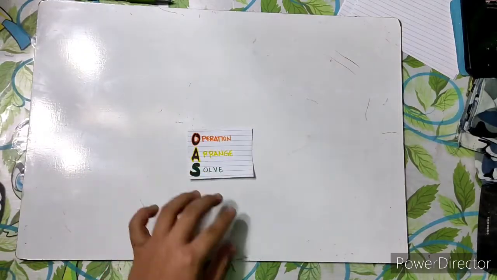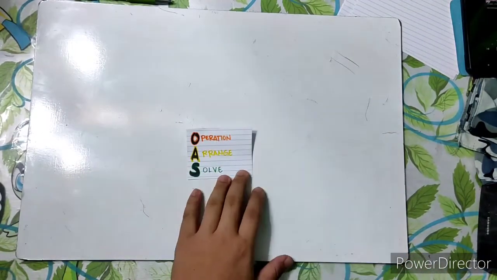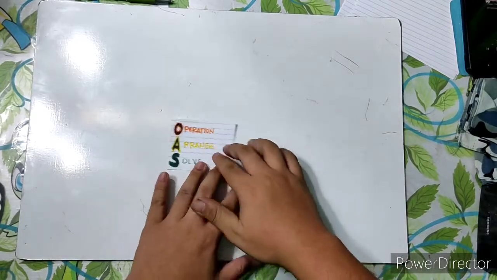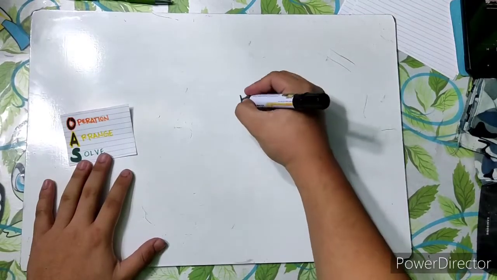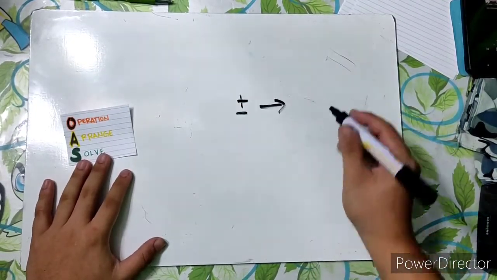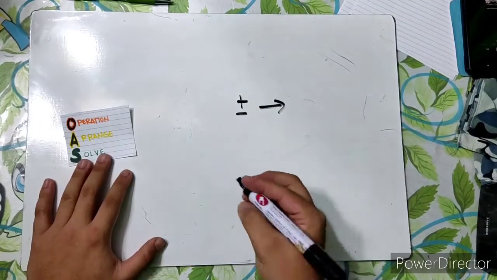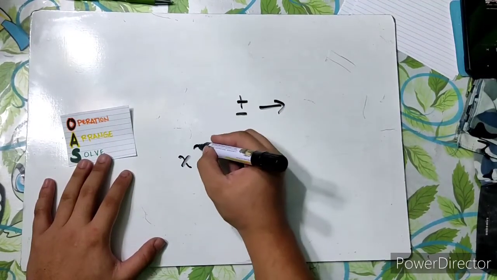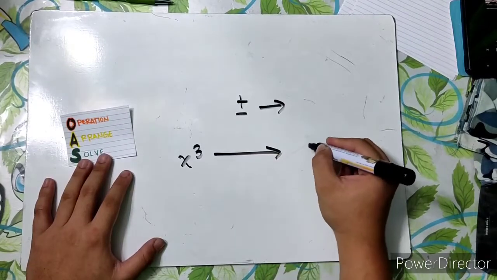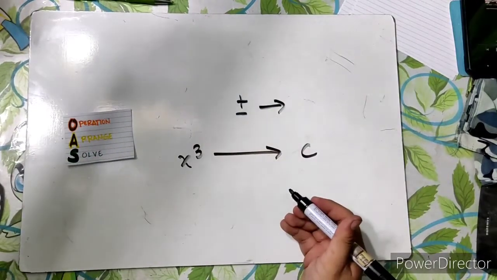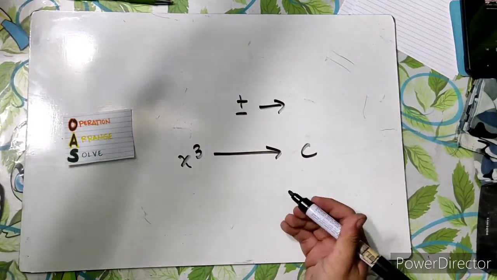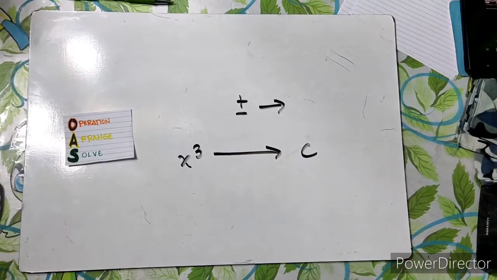So let's start now with the addition and subtraction. But before that, may I just put this in here? So we have the OAS. First is the operation. We need to solve first what's on the right of the operation. Next is to arrange. Arrange from the greatest or the biggest exponent to the constants. And next is to solve like how we should solve exponents with the same or similar variable and the exponent. Now we'll start.